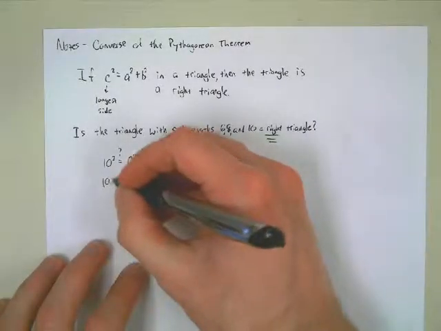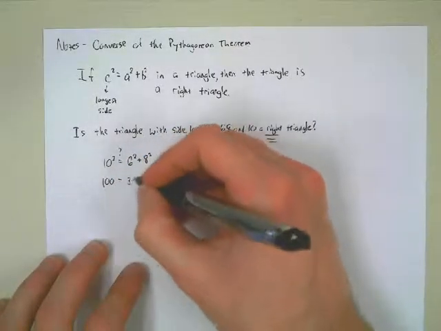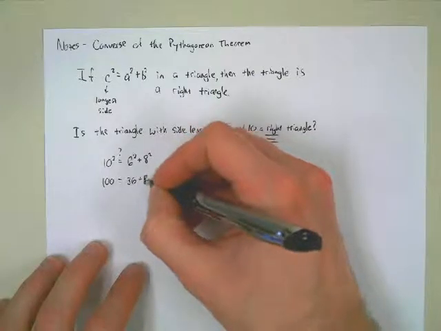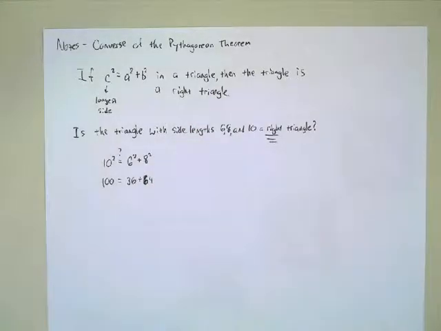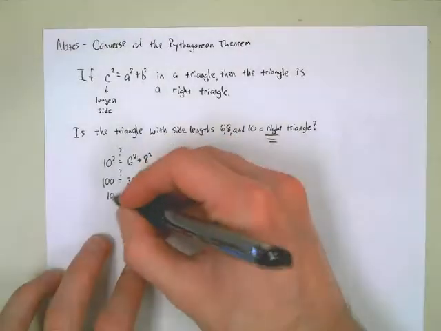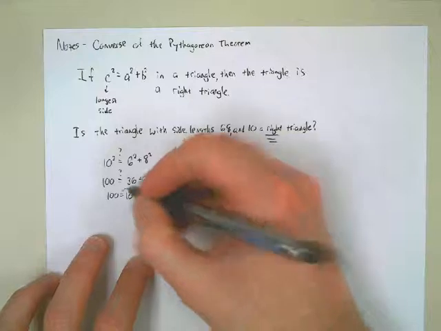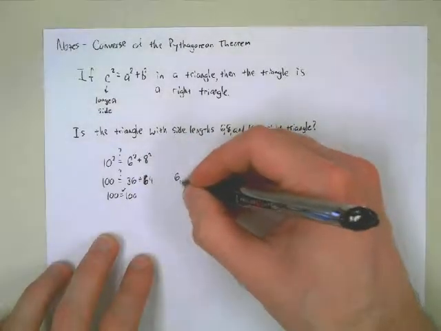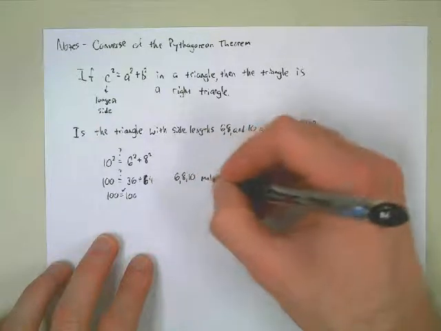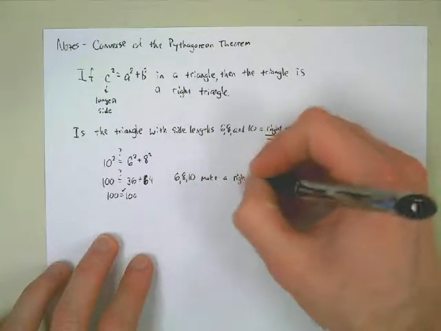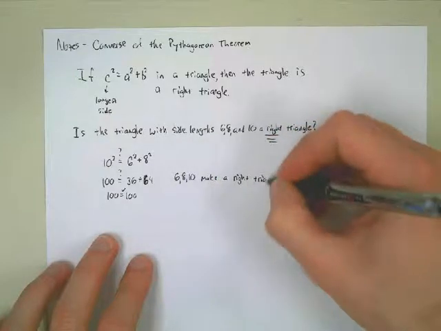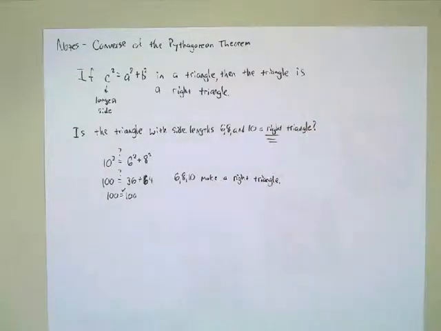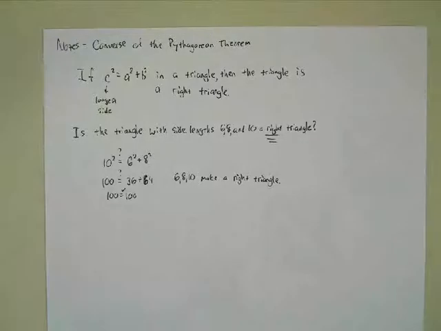All right, so let's see here. 10 squared is 100. 6 squared is 36. 8 squared is, oops, got ahead of my brain there, 64. And so those together make 100. So 100 equals 100, check. So 6, 8, and 10 make a right triangle.